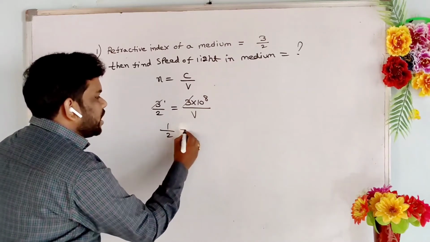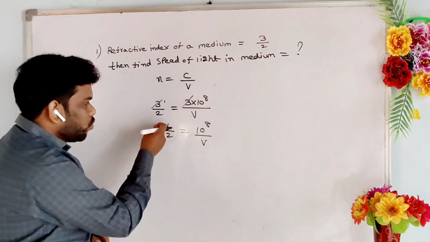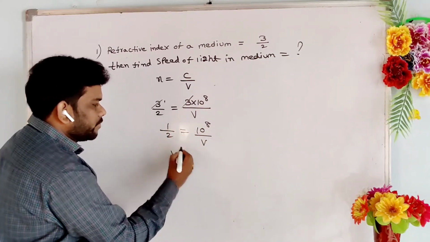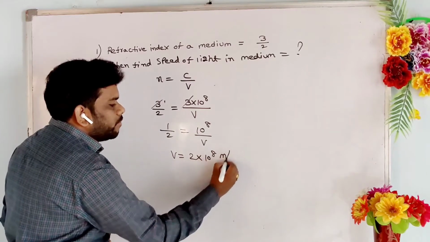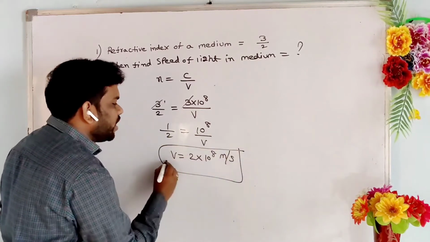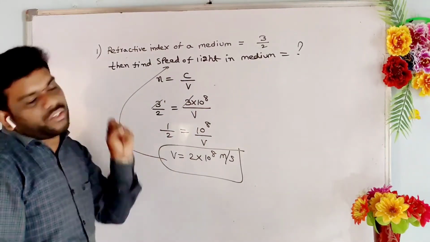This 1 by 2 is equal to 10 to the power of 8 by V. Then cross multiply: 1 into V is equal to 2 into 10 power 8, that is 2 into 10 power 8 meter per second. So what is V? Speed of light in medium. Wow, so it is a 2 marks question.